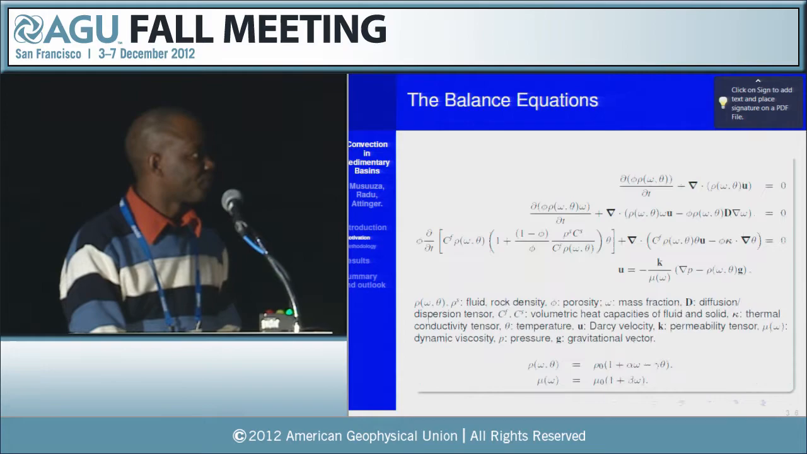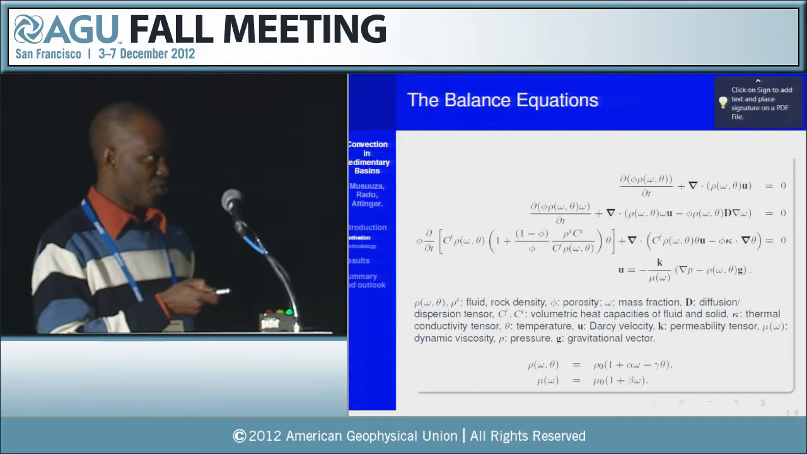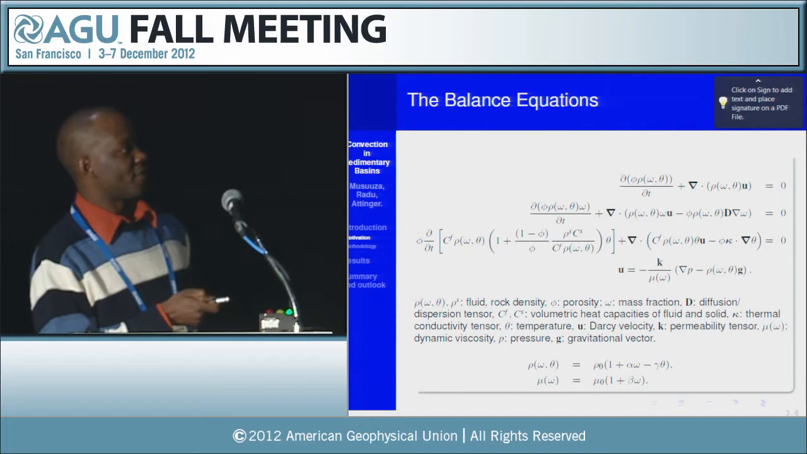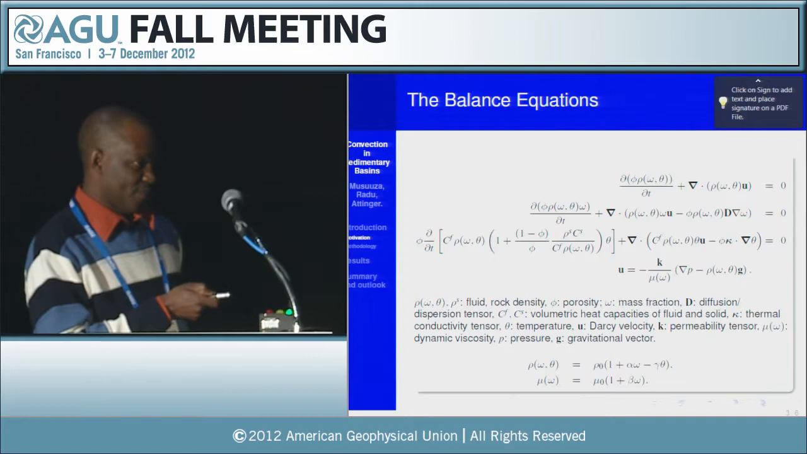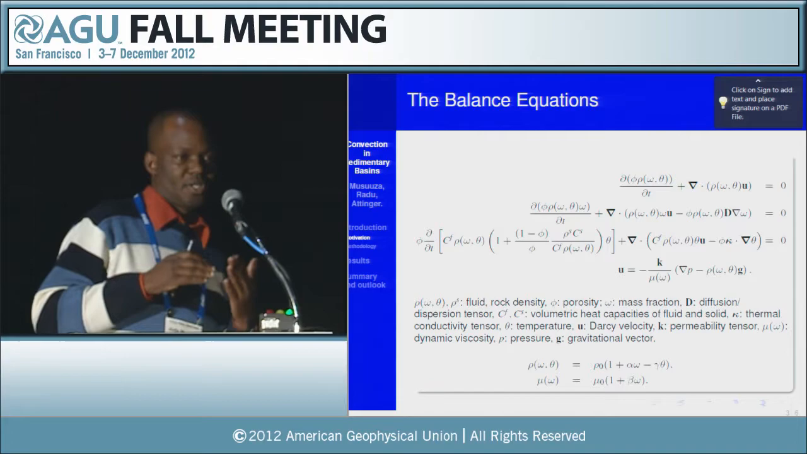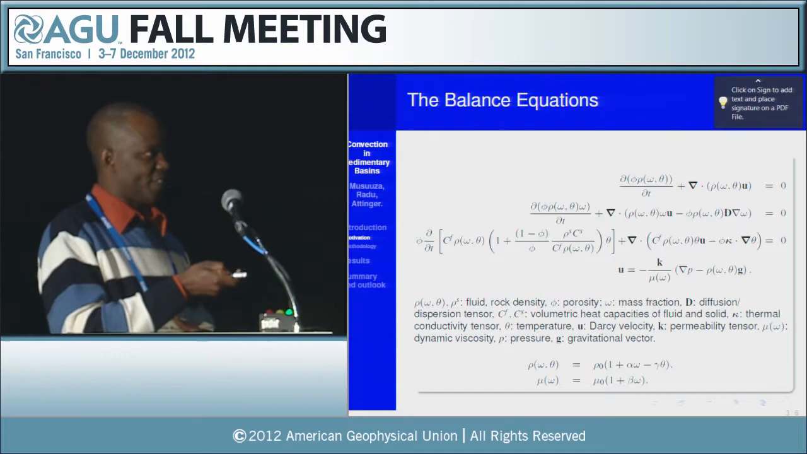The equations we use are the usual flow, solute transport, and energy equations, together with Darcy's law. Because of the dependence of the density on the mass fraction and temperature, the whole system is coupled. So in addition to the boundary and initial conditions which are usually needed, you need to close the system with equations of state. And for our case, we choose the linear one for simplicity.